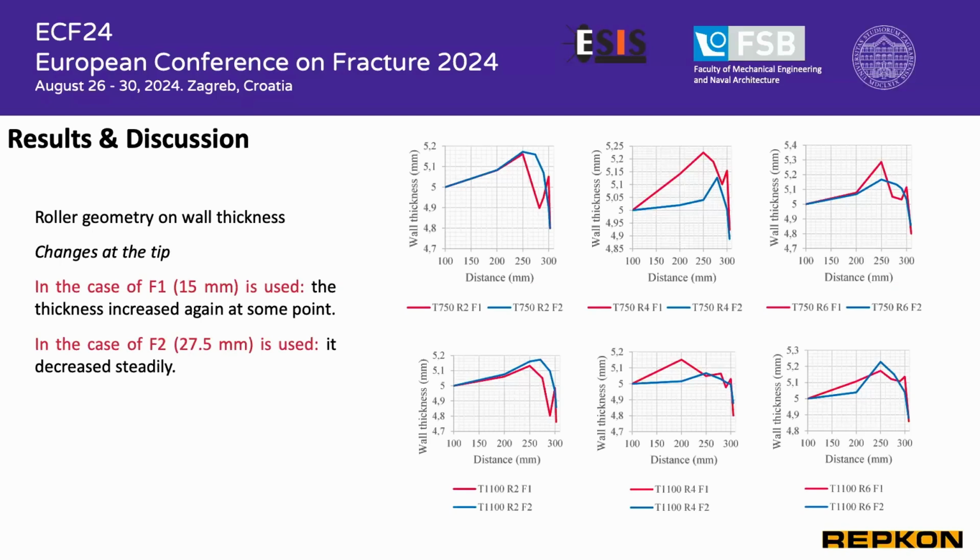Roller geometry on wall thickness: we can see here the tip of the tube. In the case of S1, the smaller reduced tip, the thickening increases at the end, then decreases again, and increases and decreases again at some point. But when it comes to the larger reduced tip, there is no such behavior. It's just decreasing steadily.